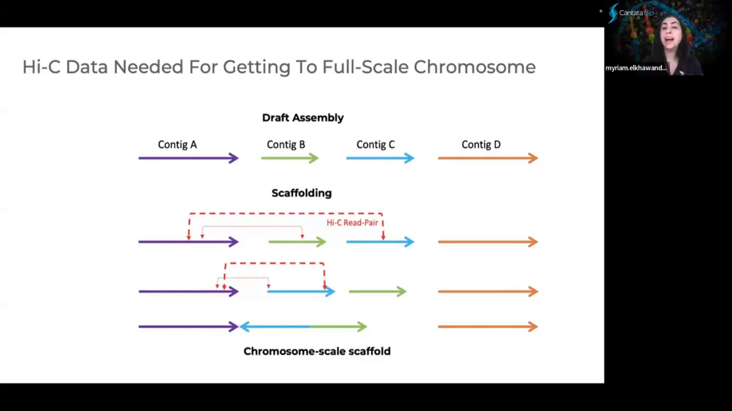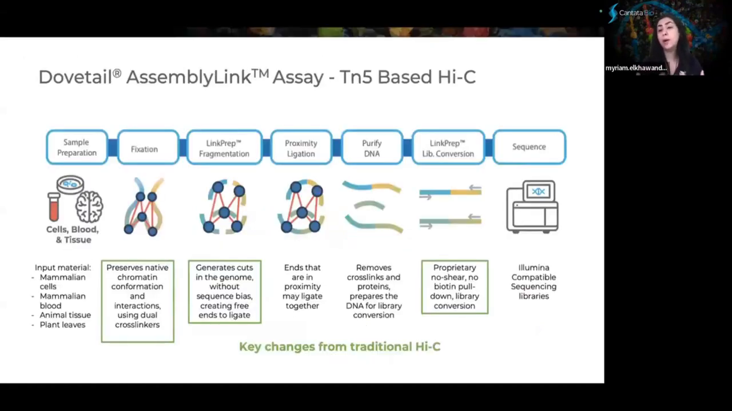Two, the existing Hi-C workflows use restriction enzymes to digest the chromatin. So you're really limited to where you have a restriction enzyme site. And parts of the genome that have fewer or don't have a lot of restriction enzyme sites, you're blind to them. So there are gaps in the data that the existing Hi-C workflow is generating. And that's what we're trying to solve for with the launch of the AssemblyLink assay.